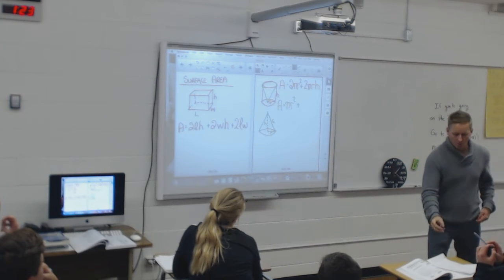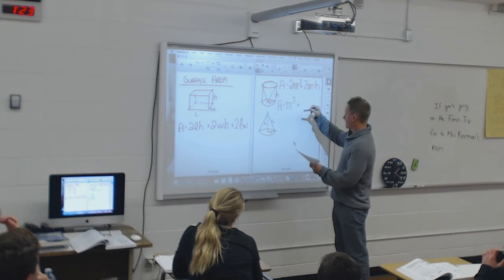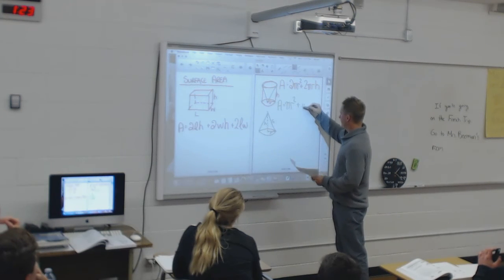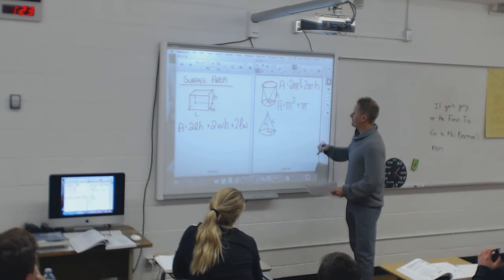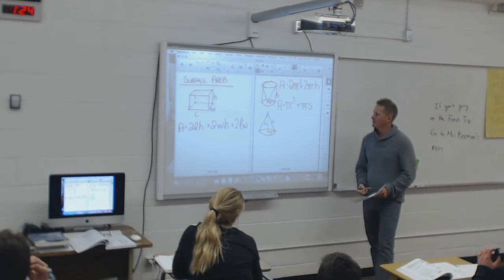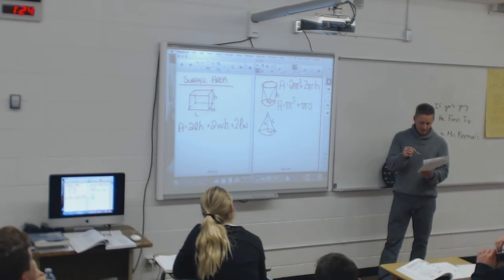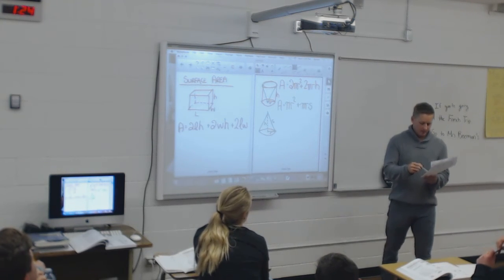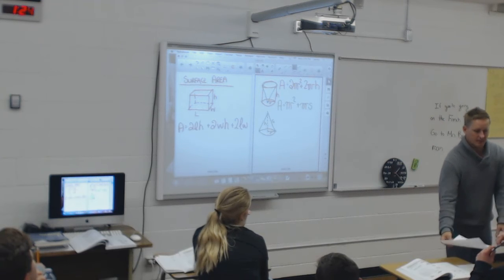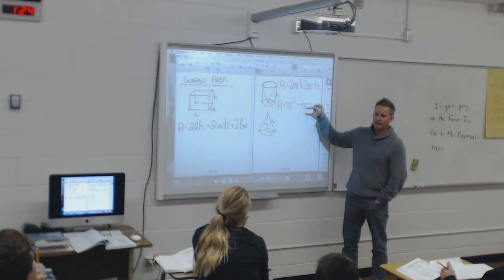Okay? So to calculate that cone, again I've got to use pi r s. Alright? So I've got pi r squared plus pi r s. This is the surface area of a cone.